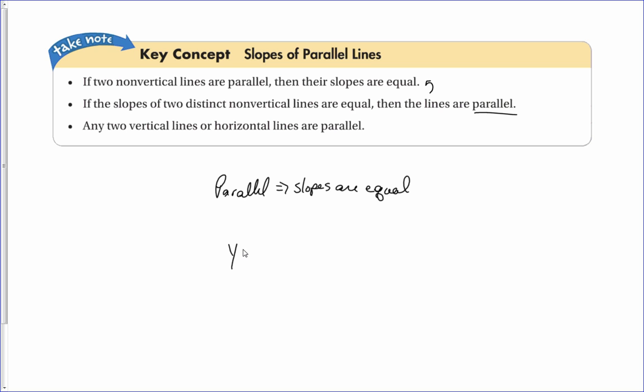So if I give you an equation, say y equals 3x plus 7, and then y equals 3x minus 14, since m for both of these is 3, because this is in slope-intercept form, y equals mx plus b, that means these two lines are in fact parallel. Alright, because they have the same exact slope. Parallel lines will always, always, always have the same slope.